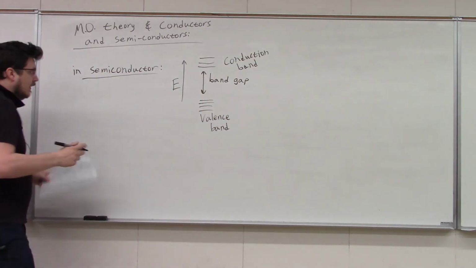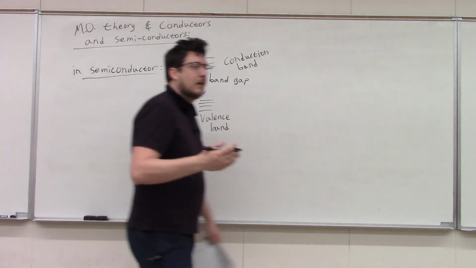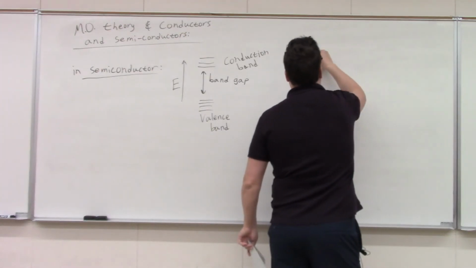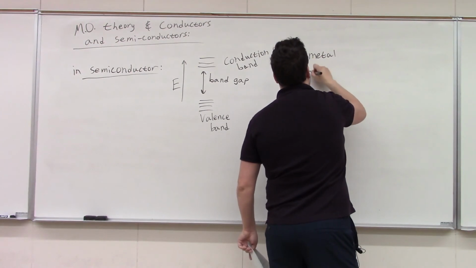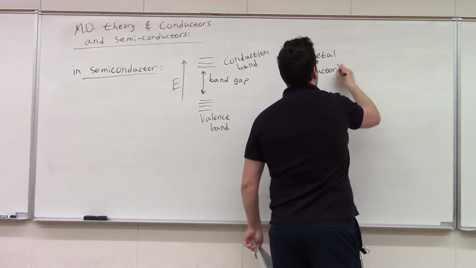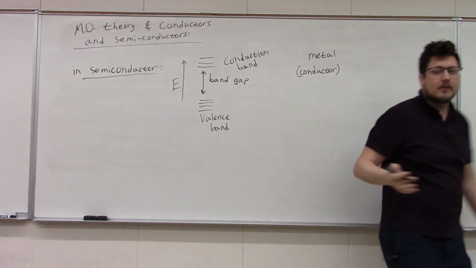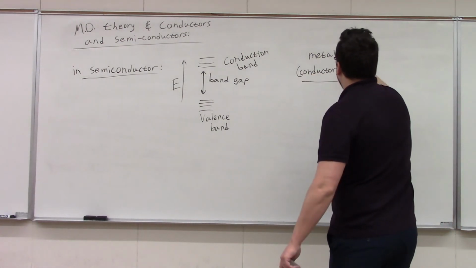All right. Now, if we have something like a metal, that's just a standard conductor. So this is just a normal conductor, which is good. We use metals for things like wires. It's nice that they conduct electricity. It's very helpful.